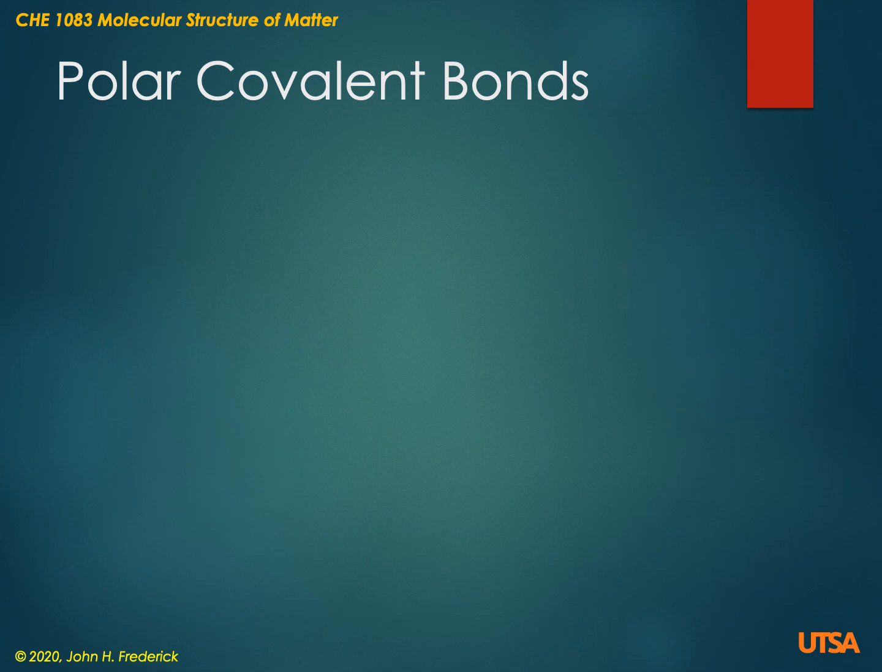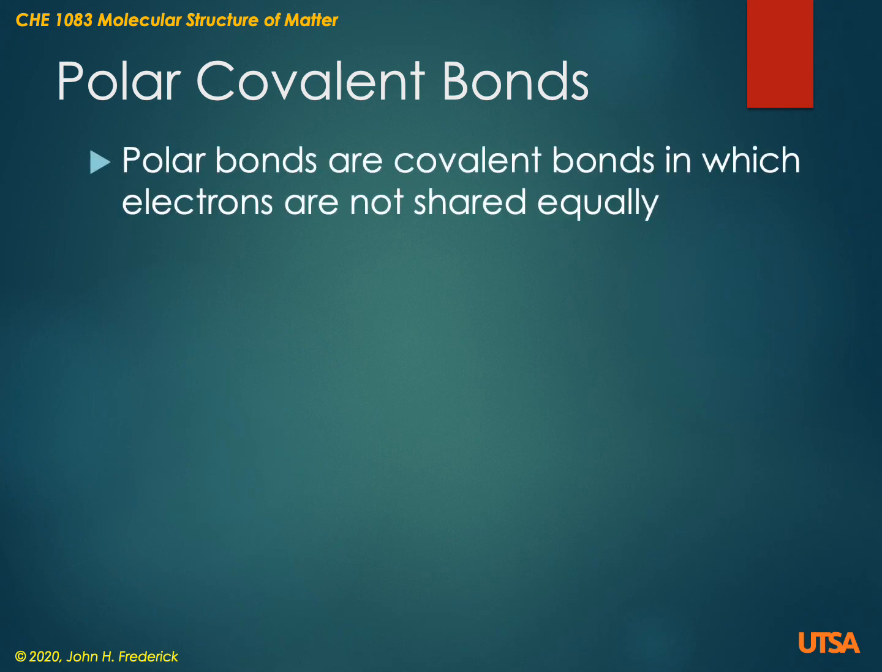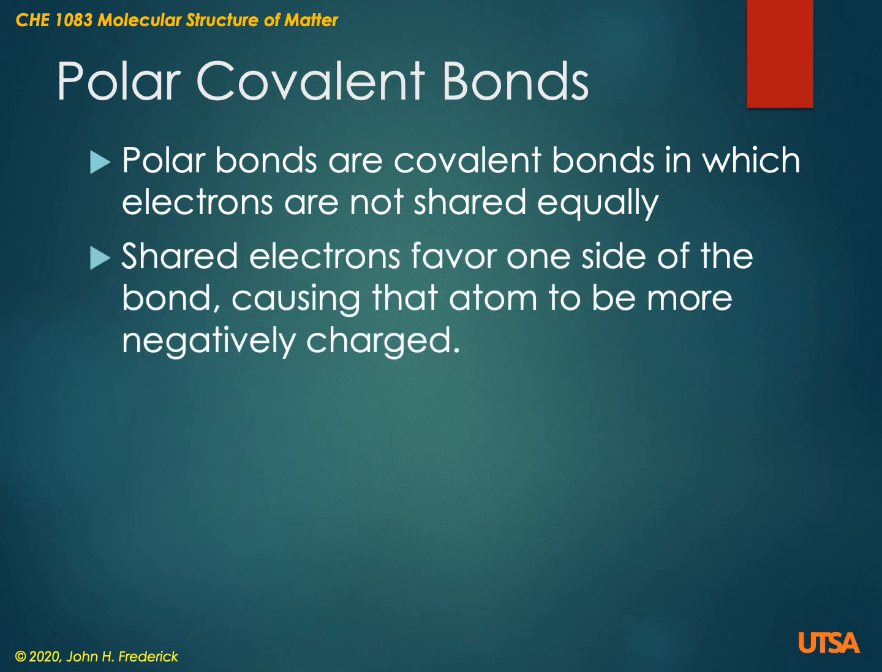In other words, two different elements. Okay, polarity of these bonds means that the electrons are not shared equally between those atoms. They favor one side of the bond, and that causes one atom to be partially negative charged and the other atom to be partially positive charged.